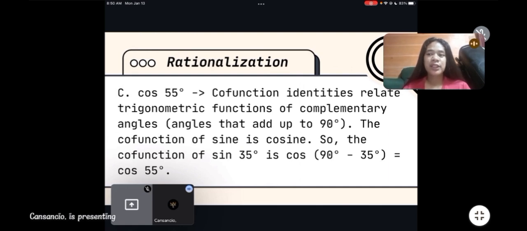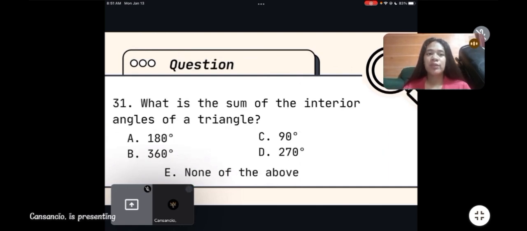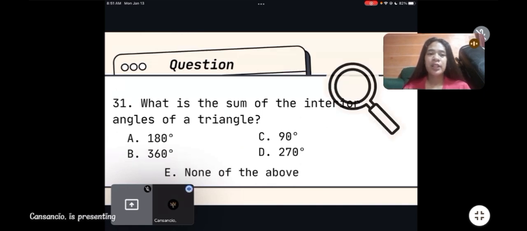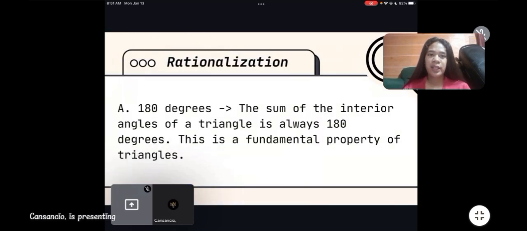So let's proceed to number 31. What is the sum of interior angles of a triangle? A. 180 degrees, B. 360 degrees, C. 90 degrees, D. 270 degrees, or E, none of the above. So the correct answer is letter A, 180 degrees, because the sum of the interior angles of a triangle is always 180 degrees. This is a fundamental property of triangles.